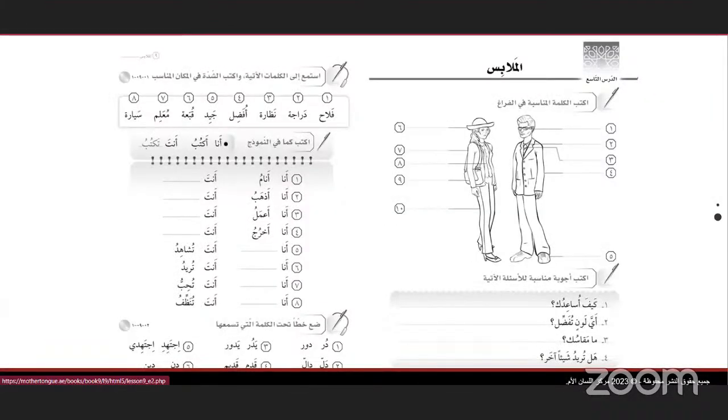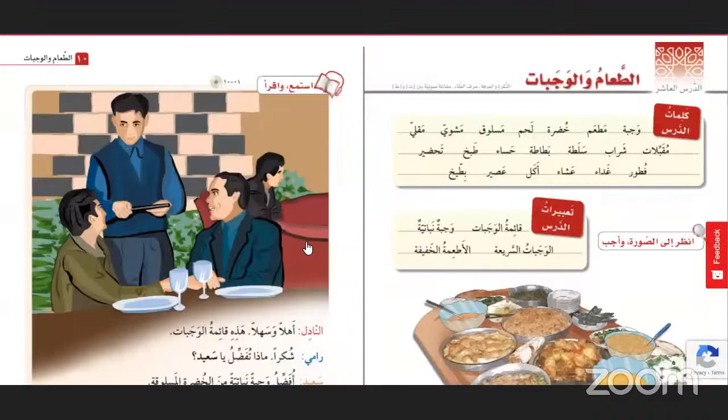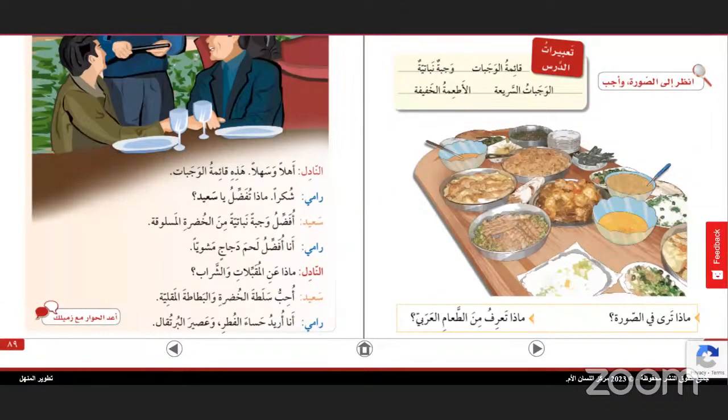Okay, that's it. Jazakallahu khairan. I assume there are no questions. We can stop over here. We have finished our chapter number 9. Chapter number 10 is going to be, again, interesting. It's about food for food lovers. This is a really good chapter.